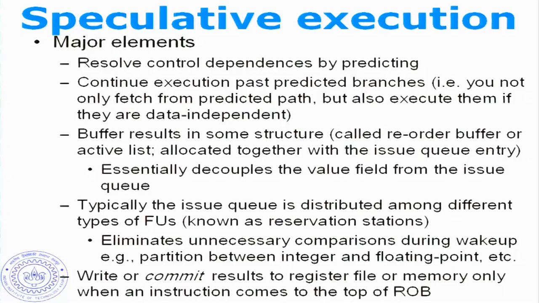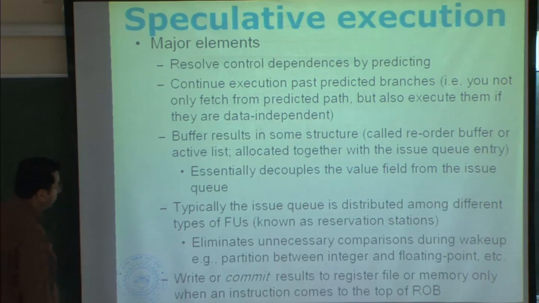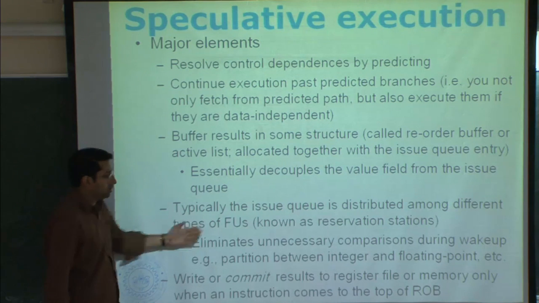And finally, you write or commit results to the register file or memory only when an instruction comes to the top of the ROB. ROB is an acronym used for reorder buffer. So the reorder buffer is actually a FIFO queue. It maintains the instructions and it has a value field which stores the result produced by the instruction. And it will be drained in order. So that's what we have discussed. It's just that I'm introducing a new structure called ROB to decouple the value field from the issue queue, and distributing the issue queue across functional units.